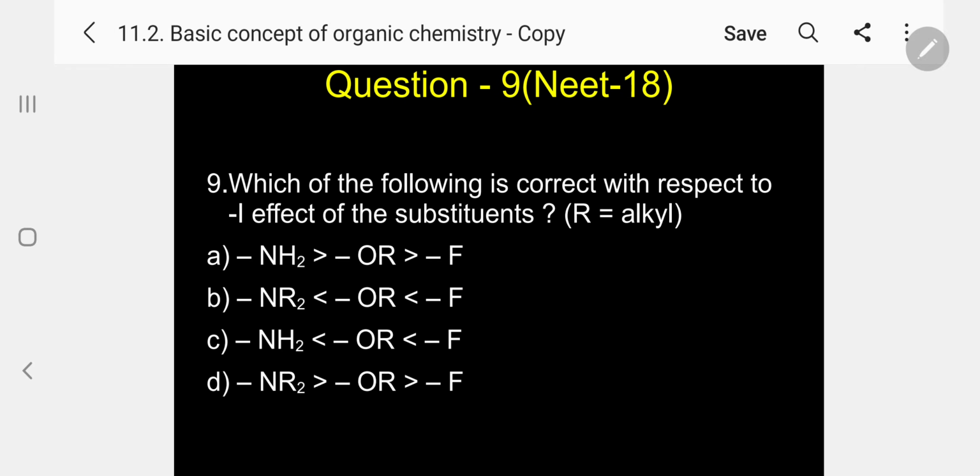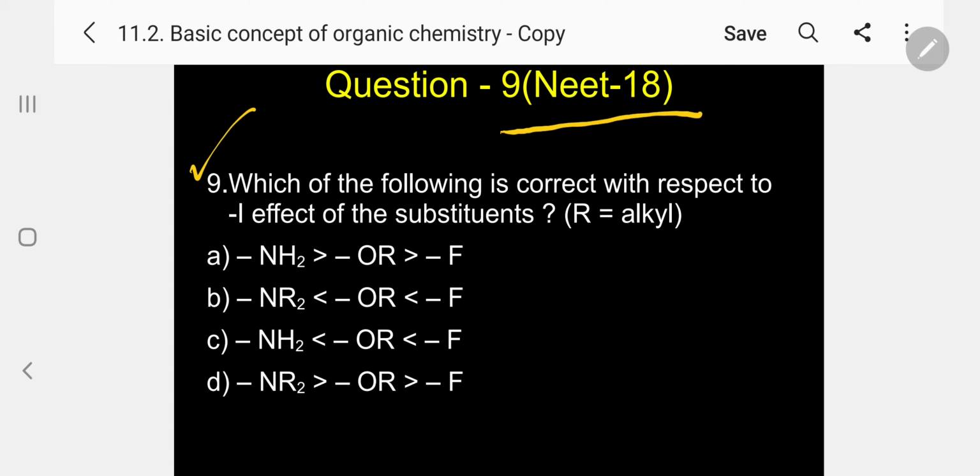Question number 9. Questions 1 to 8 we have seen already in part 1. In part 2, from 9 onwards we are going to see. So this question was asked in NEET 2018. Let me read the question now.